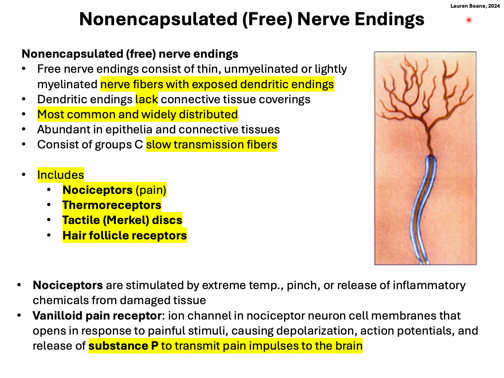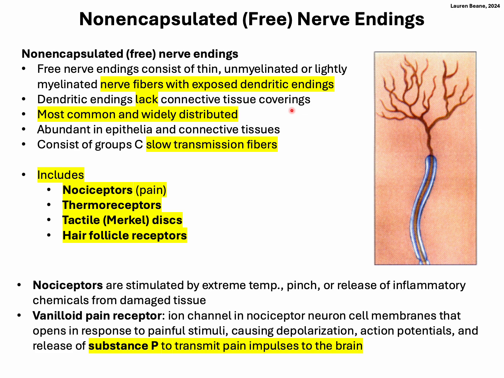So here we have our non-encapsulated free nerve endings. When we think of a visual of that, it's really just free, exposed dendrites embedded in the skin, embedded within connective tissues. So they're pretty simple. They can even be unmyelinated or lightly myelinated. So they're lacking an extra connective tissue sheath around those dendritic branches. These are very common, widely distributed all throughout the body.